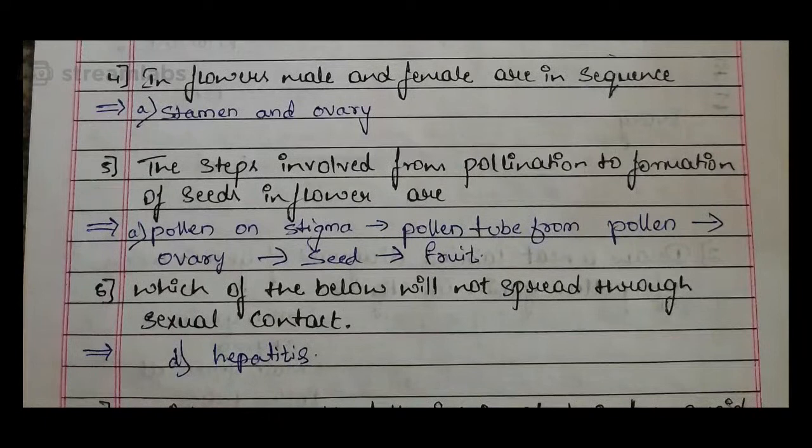In flowers, male and female are in sequence. Now, among the four options, which is the male reproductive part? That is the stamen. Which is the female reproductive part? It is the pistil. But here the joining word for stamen is ovary. Ovary is also a correct answer. So stamen and ovary is the correct answer.